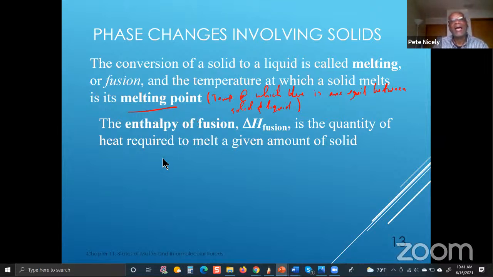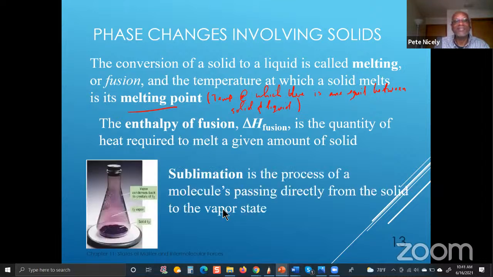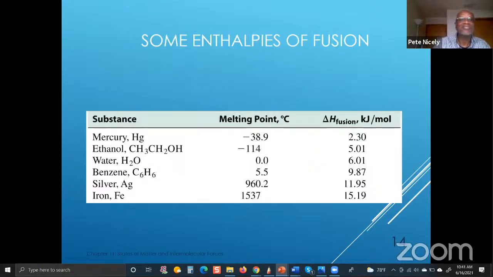All right, and at the melting point, of course, energy is needed, and the enthalpy of fusion is the amount of heat needed to melt a given amount of solid. And I think there is a table, let me see here. Right, so there's a table here which gives you the enthalpy of fusion of different substances along with their melting point. So for example, in the case of water, the melting point is 0.0 degrees, and the enthalpy of fusion is 6.01 kilojoules per mole. And we have the values for other substances.